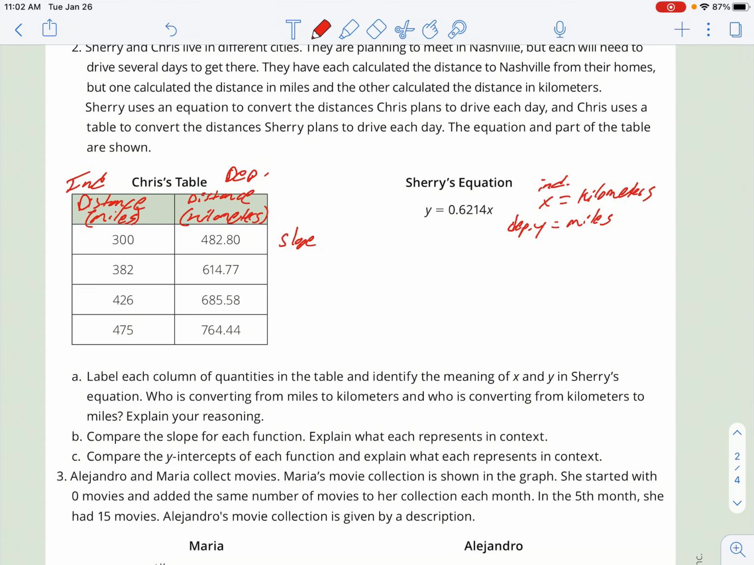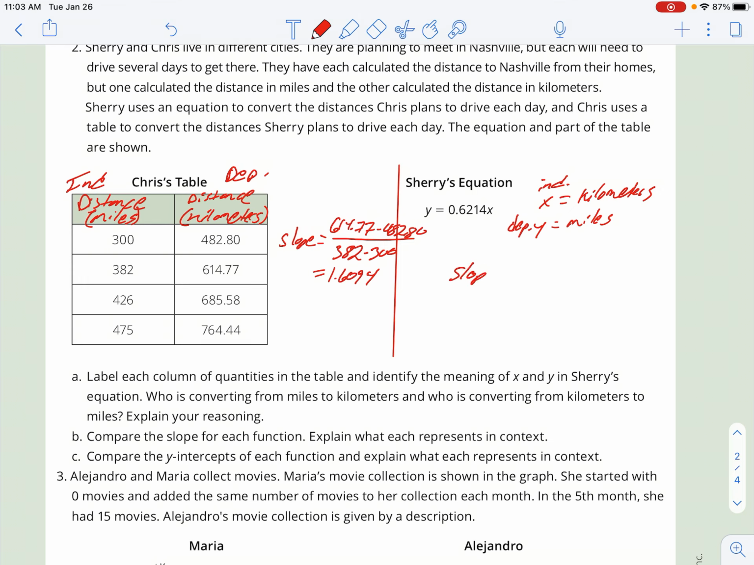Compare the slope for each function. So Chris's slope, the way I'm calculating Chris's slope is by doing the change in the y's, and I'm picking these two nice numbers divided by the change in their x's. Go to your calculator, subtract those, divide them. And when we do that, I get 1.6094 for slope.